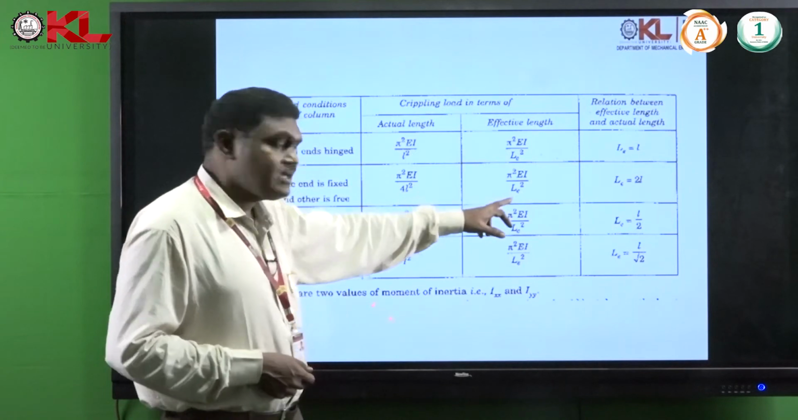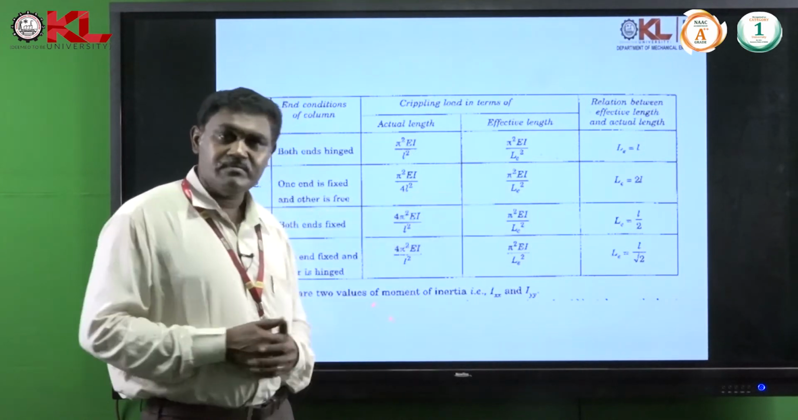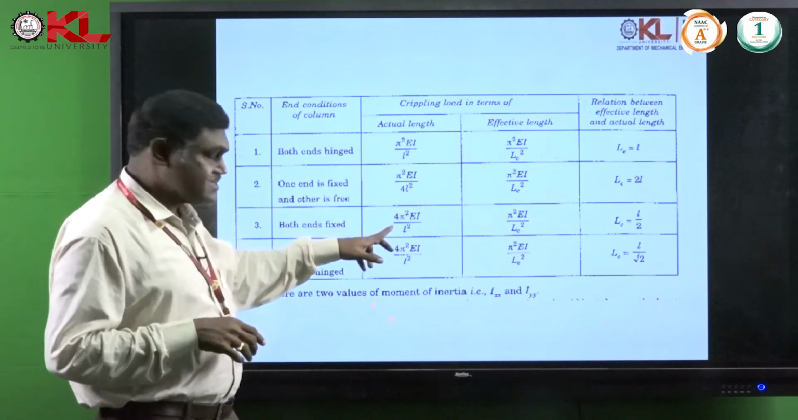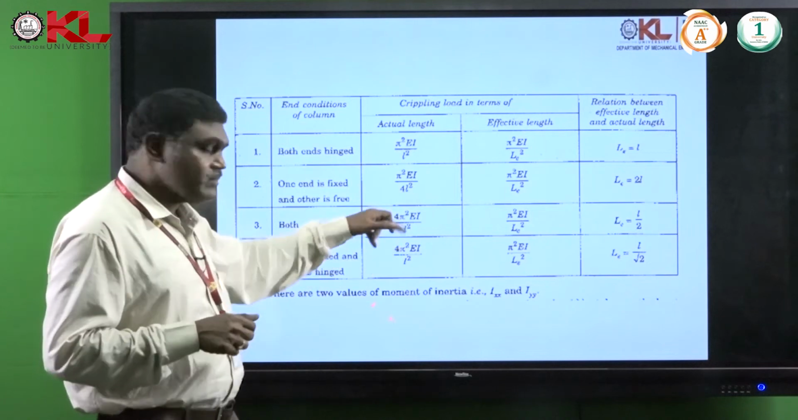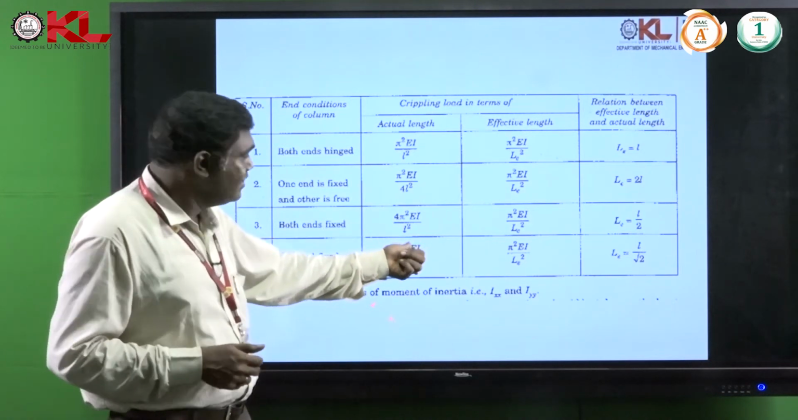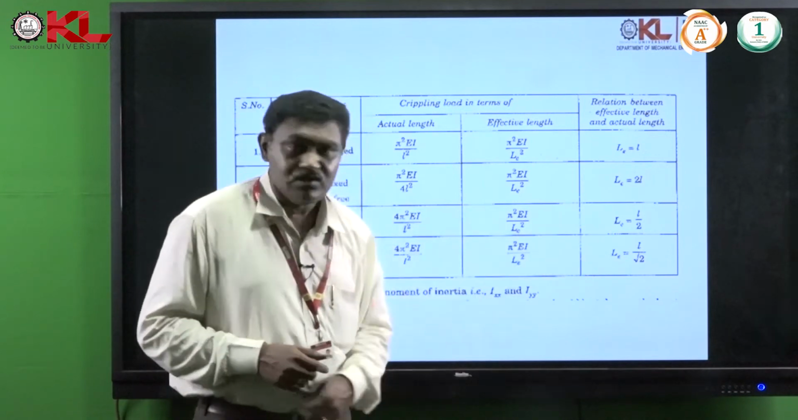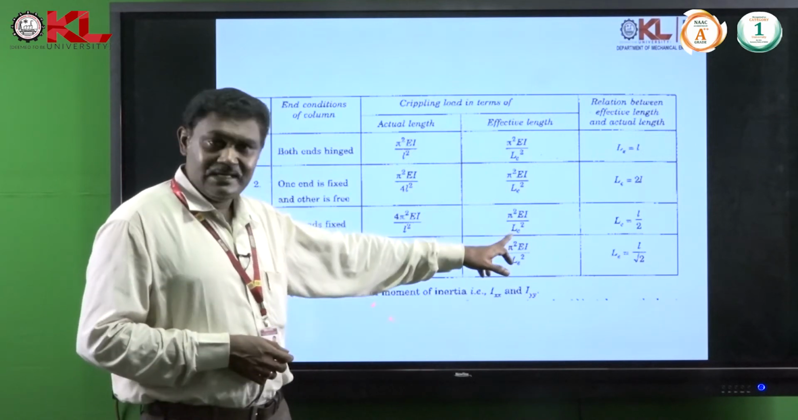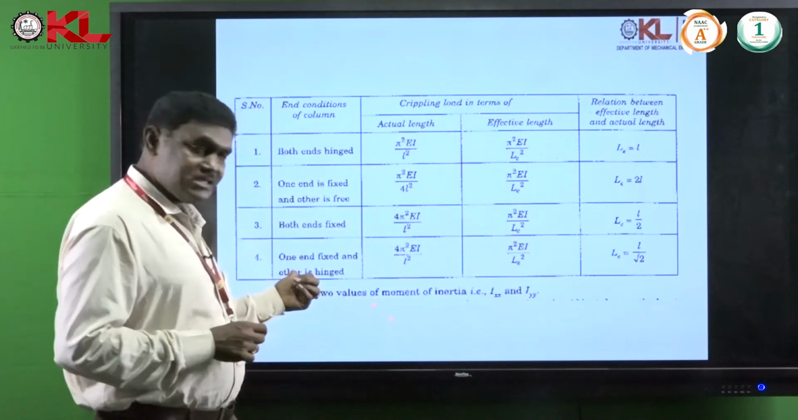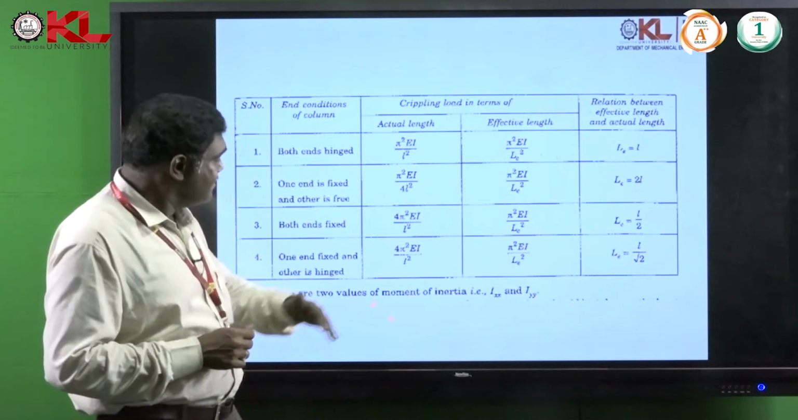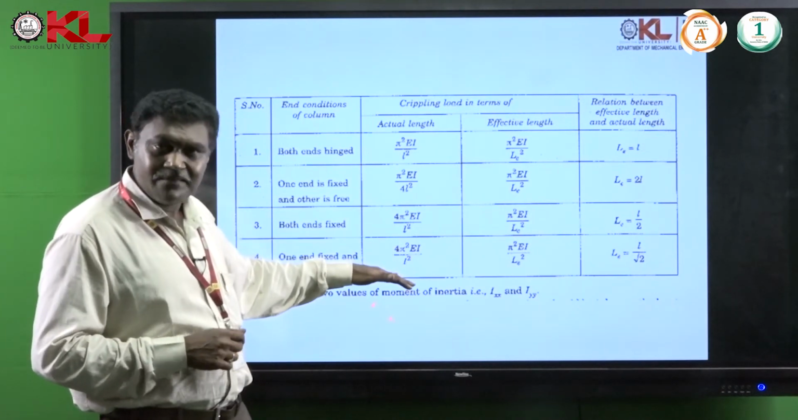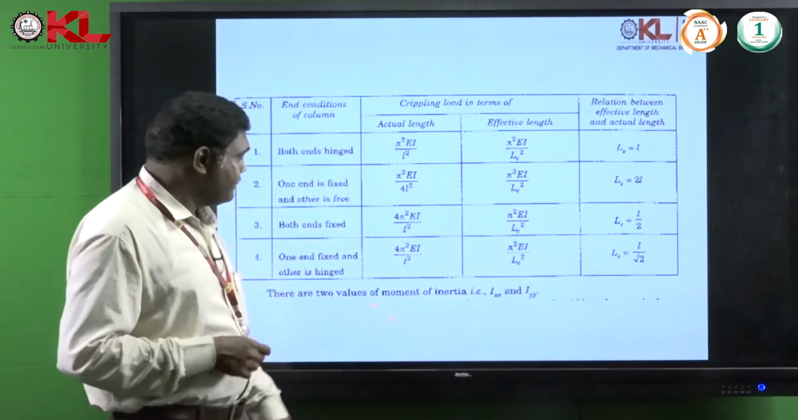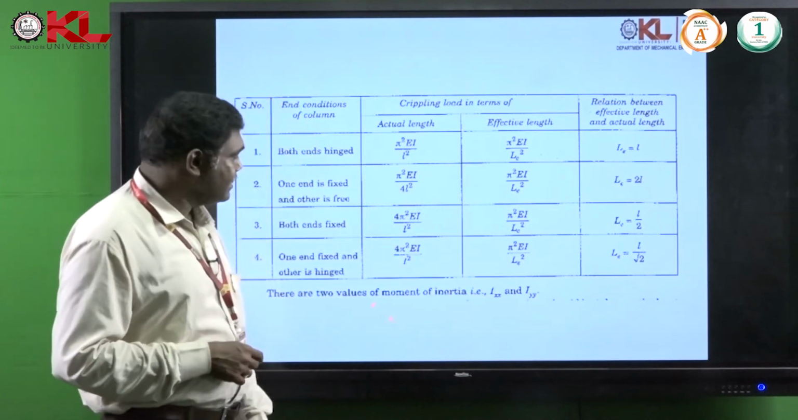Now, you can substitute the effective length equal to 2L, and then the formula is pi square E I by L E square. In the case where both ends are fixed, according to the actual length the formula is 4 pi square E I by L square. Here the effective length is equal to half of the actual length, so substituting it you obtain pi square E I by L E square, where L E is the effective length. In the last case, one end fixed and the other hinged, the load is 2 pi square E I by L square, and the effective length is L by root 2. Substituting it, you again obtain pi square E I by L E square.